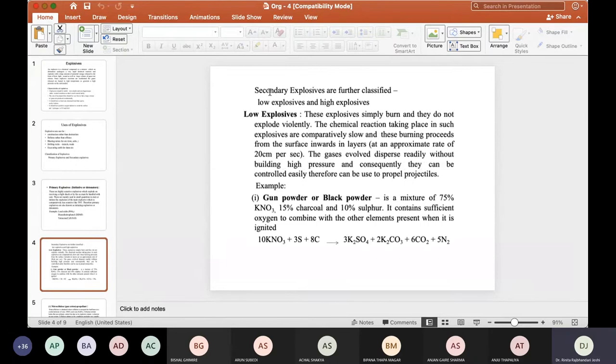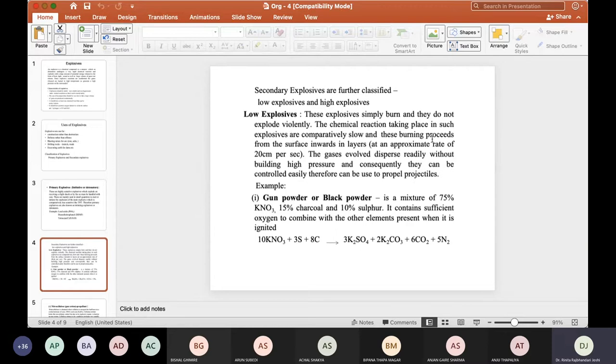But when you see the secondary explosive, this secondary explosive can be further classified as low explosive and high explosive. Now the low explosive, secondary explosive, further classified as low and high. The word itself, low, is given here. These explosives simply burn and they do not explode violently.